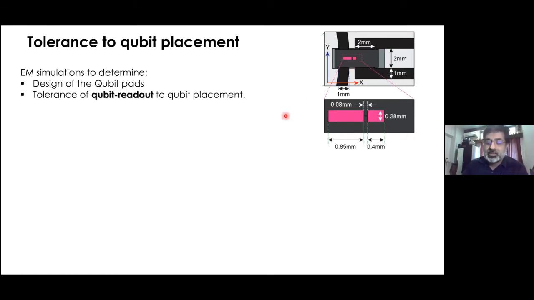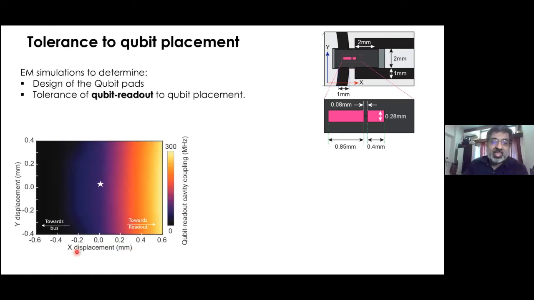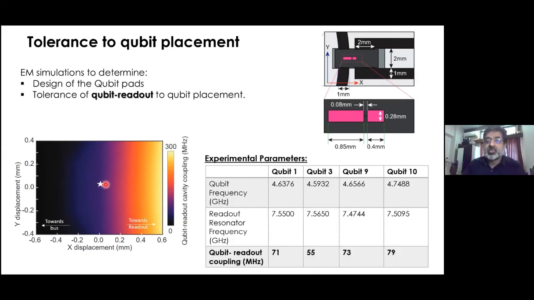So we looked at this qubit readout coupling first as a function of the X and Y displacement. We wanted to see, if one makes some errors in the placement, how much variation you get. We had this sweet spot here in the middle of around, I think, 70 to 80 megahertz for the qubit readout coupling. In the experiments, we got values in the range of about 70, and there was one particular qubit which we later saw had shifted quite a bit after the qubit was placed in the experiment. So the agreement was reasonable, and the variation is obviously going to be present, but it's not too bad to be impractical, or to require very careful tuning.